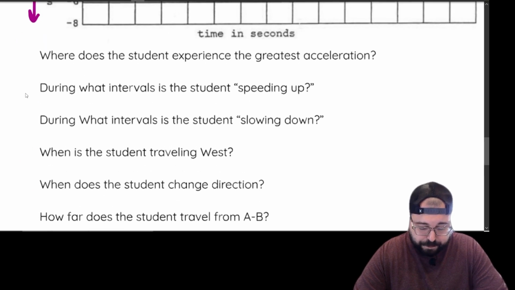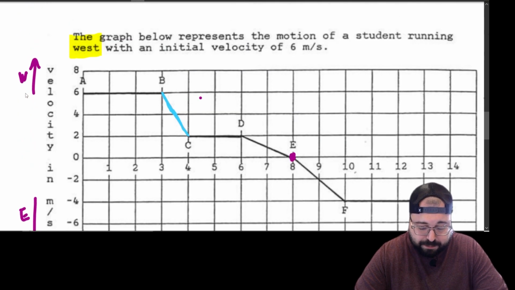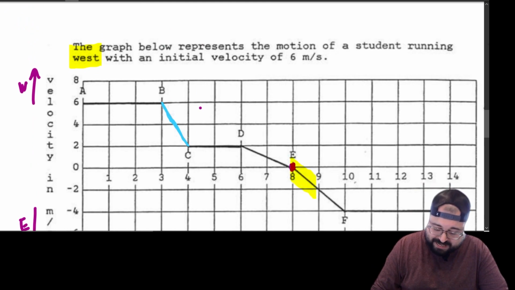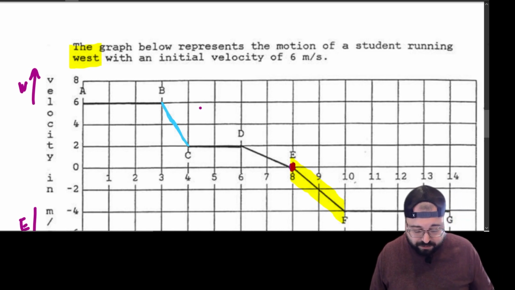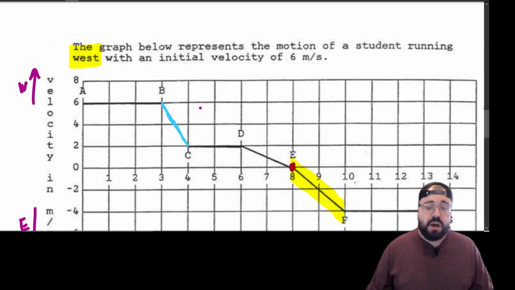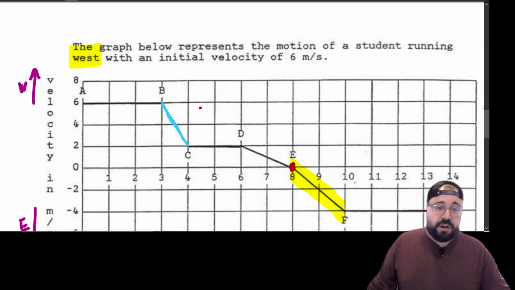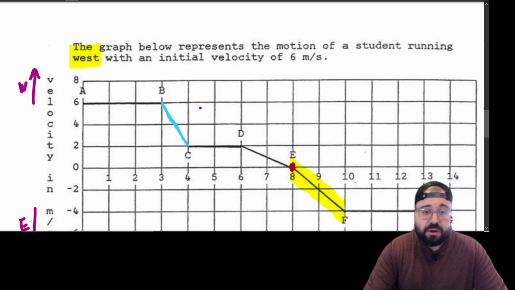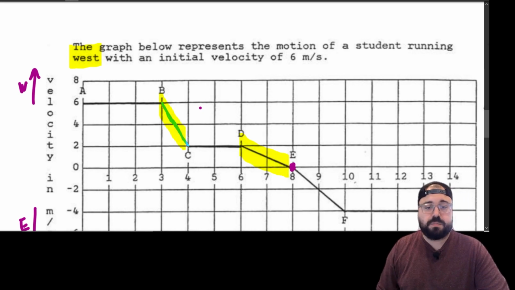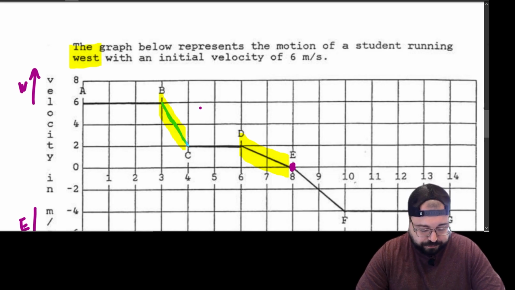Okay. What intervals is the student speeding up? So again, we'll kind of come back with that same thing. The student is speeding up from E to F. Same reasons as we talked about before. We're going from 0 to negative 4 meters per second. So we're going from 0 to 4 meters per second to the east. B to C, D to E, all of those intervals, the object's actually slowing down, which kind of answers our question, when is the object slowing down? Which is the next one. The object is slowing down from B to C and D to E. All of those points, the object is slowing down.